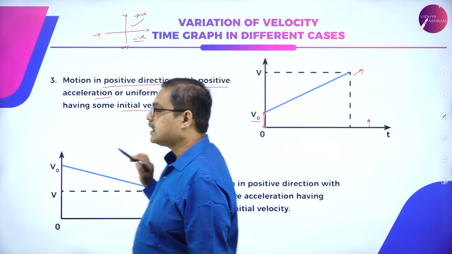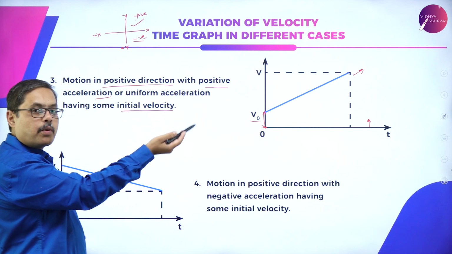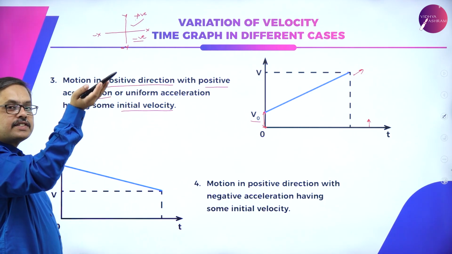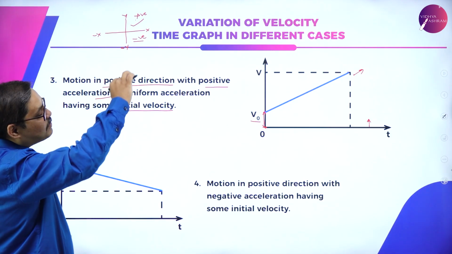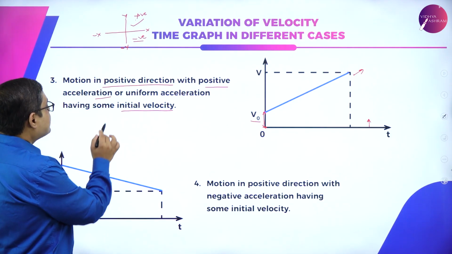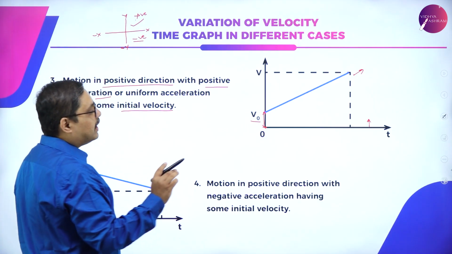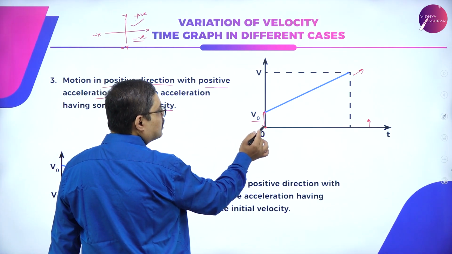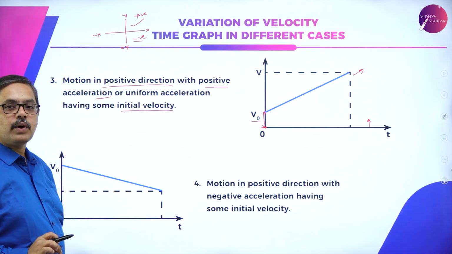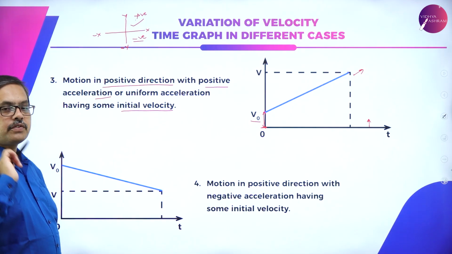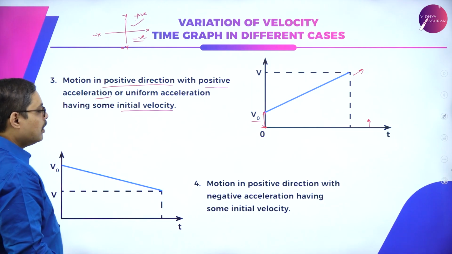Okay. So what does the condition say? The motion is in positive direction, which means that it is above the x-axis. Positive acceleration, the inclined line is pointing upwards with some initial velocity, which means that the line does not start at 0, 0. It is starting somewhere above the 0 point on the y-axis. Okay, so this is the first condition. Let me check the second one.